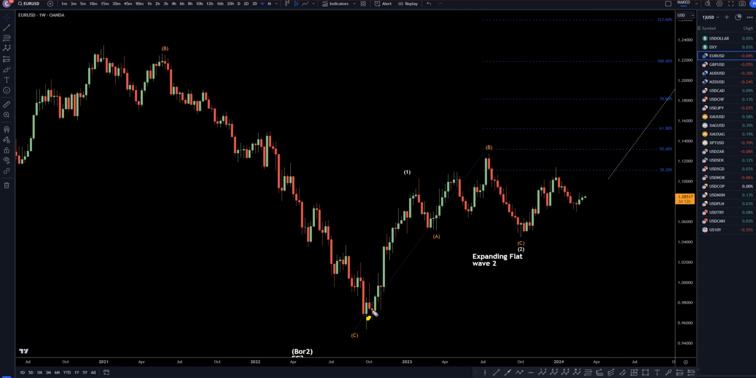On the weekly time frame, I still believe this first close up is a 1. I still think this looks like an expanding flat wave 2. Higher high wave B, lower low wave C. Definitely fits the characteristics of an expanding flat wave 2.